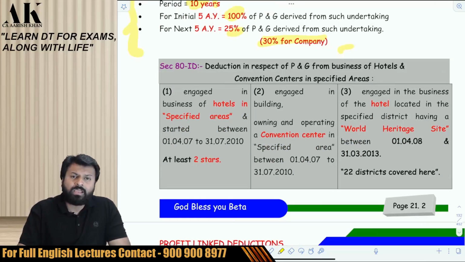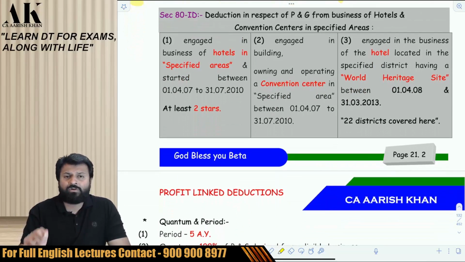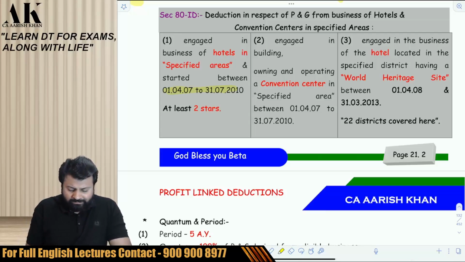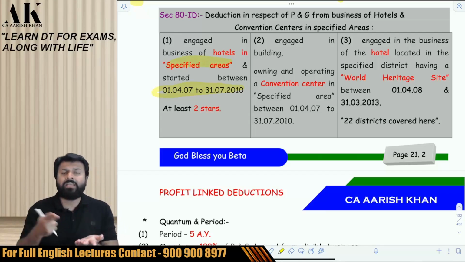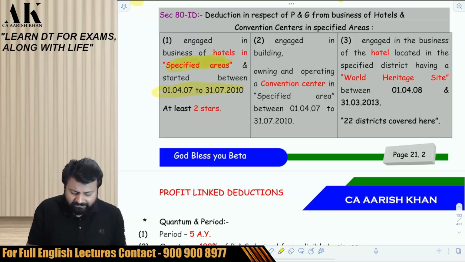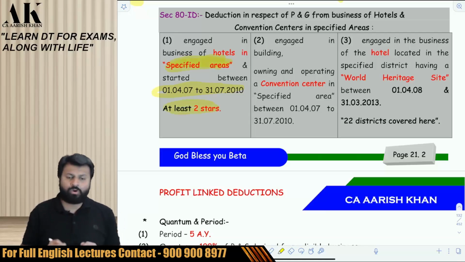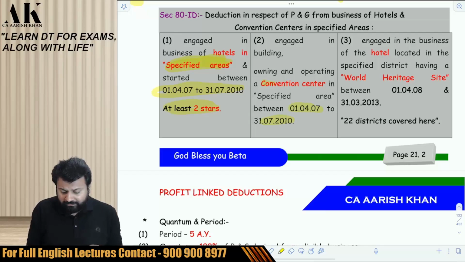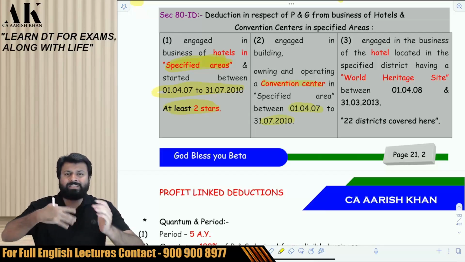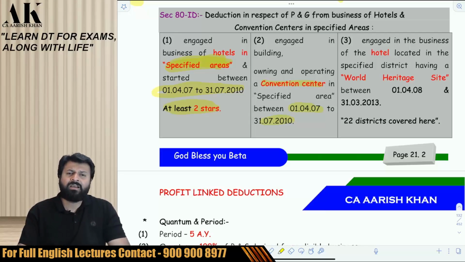Next, 80-ID is available for certain hotels, convention centers, etc. in certain areas. So if you open a hotel between this period to this period in certain areas, that is between 2007 to 2010, if you open a hotel that is in specified area, at least 2-star hotel, you will get deduction. Or between 2007 to 2010, if you open a convention center like exhibition center, etc., then you will get deduction under this section.